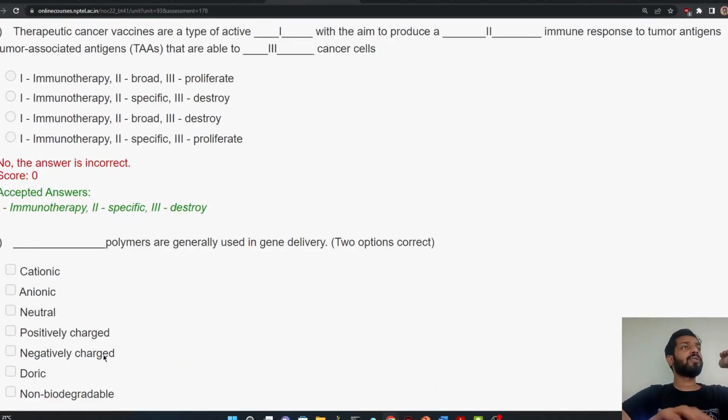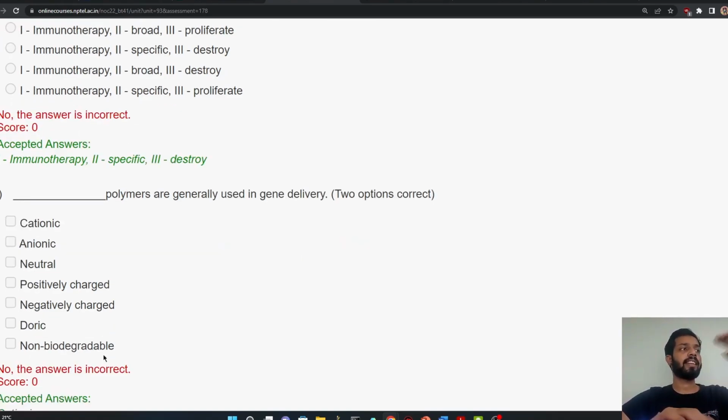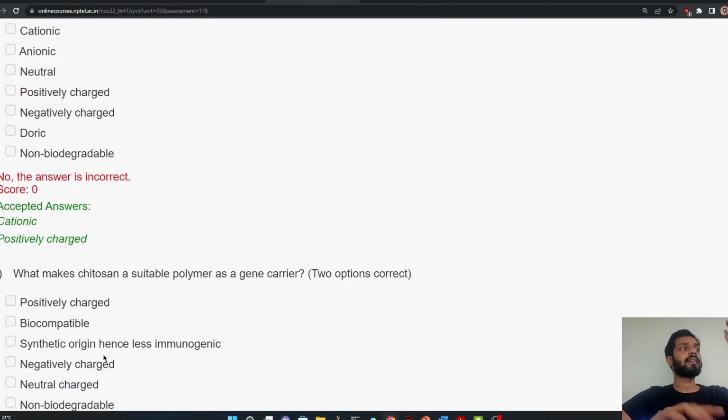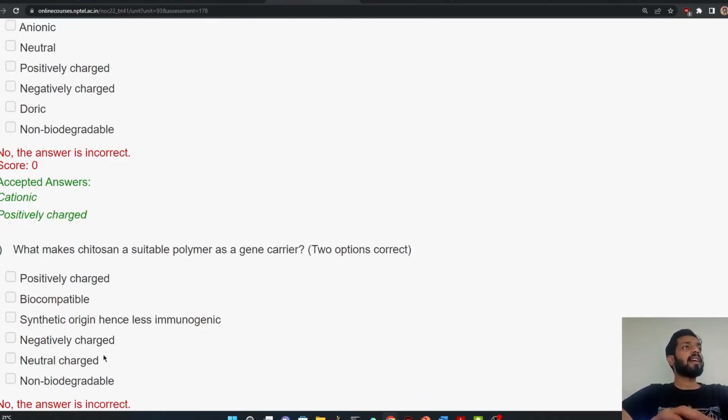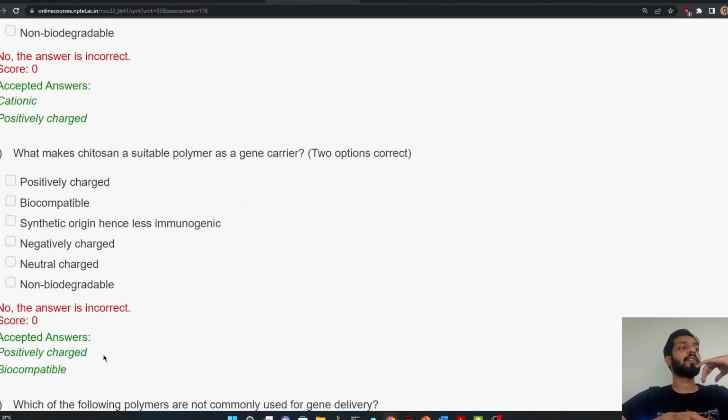Dash polymers are generally used in gene delivery: cationic, anionic, neutral, positively charged. Option A and B. Yeah, so cationic and positively charged particles are routinely used for gene delivery, more specifically because the nucleic acid material is negatively charged, right? Okay, what makes chitosan a suitable polymer as a gene carrier? Is it positively charged? Is it biocompatible? Is it synthetic in origin, hence less immunogenic? Negatively charged, neutral charged, or option A and B? Yeah, so it's positively charged and biocompatible.